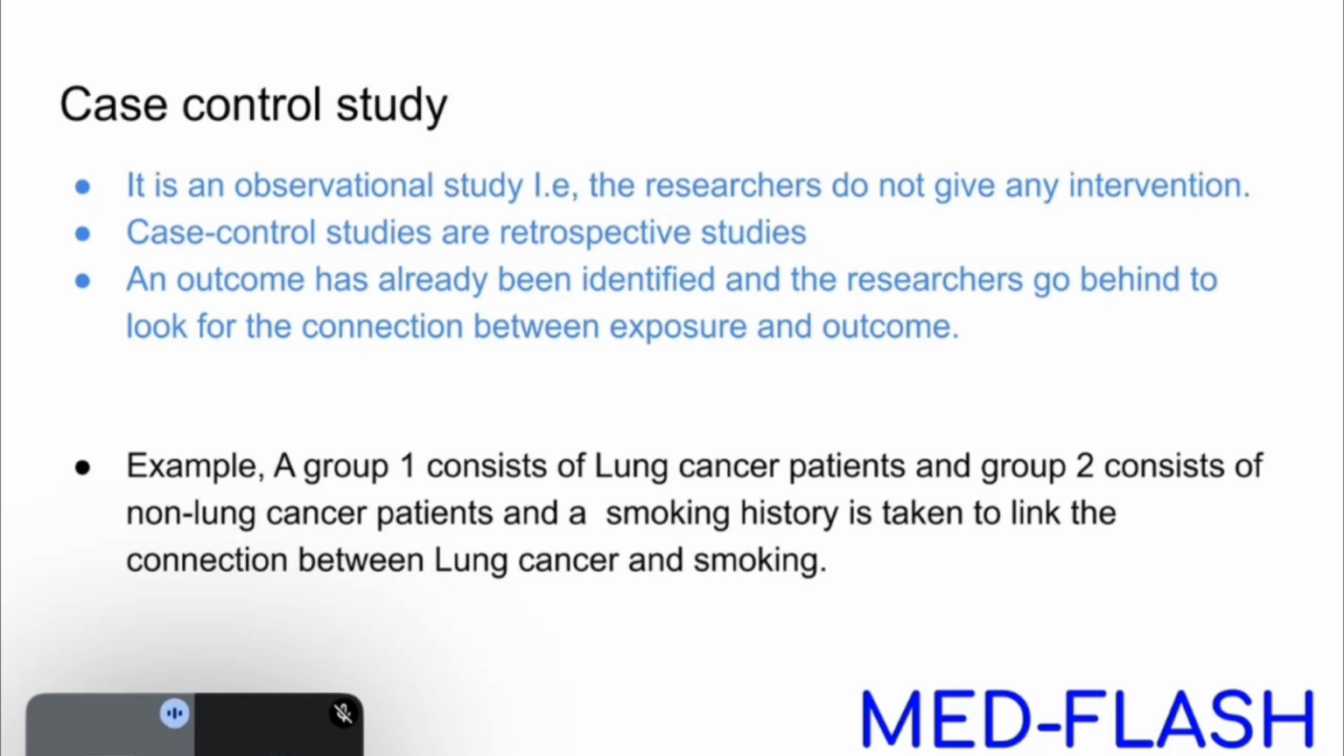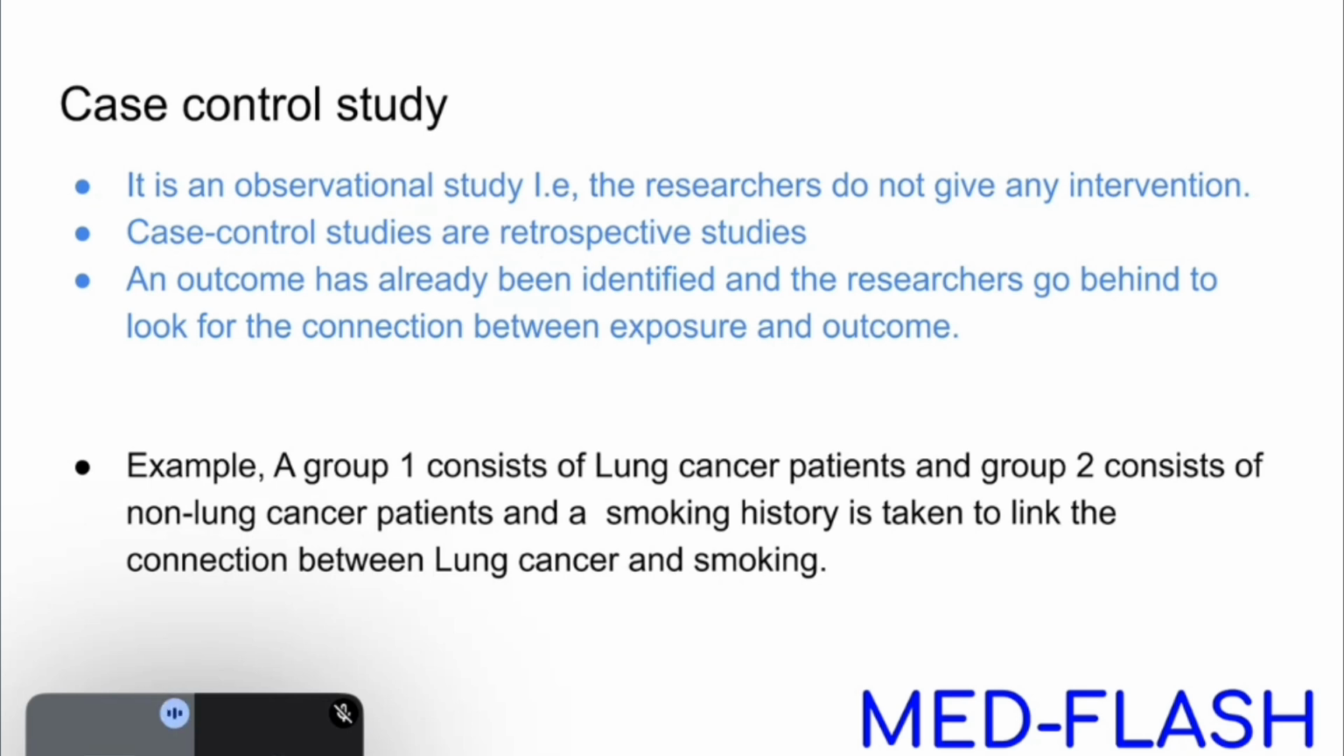All right. So, in the example, we can see group one consists of lung cancer patients. So, group one is your case, and group 2 consists of non-lung cancer patients. So group 2 is your control. And the researchers will take a history of group 1 and group 2 patients to see how many of them were smokers. So the researchers here are trying to link the connection between smoking and lung cancer. So the topic of the study can be to study the effects of smoking on lung cancer.